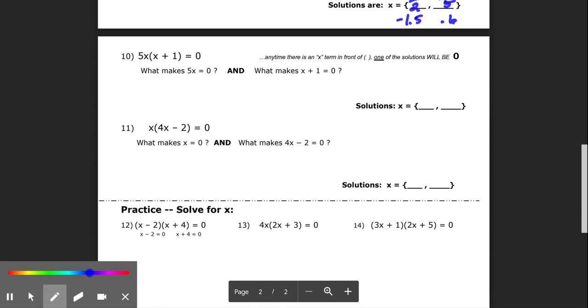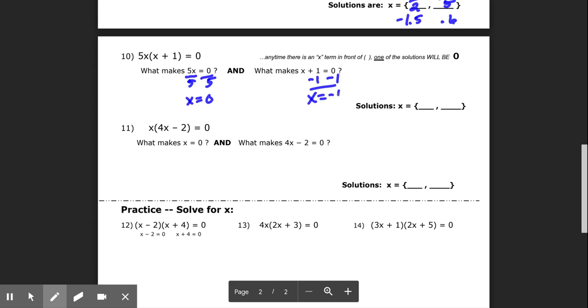All right, let's take a look at problem 10. So we have 5x times the quantity x plus 1 equals 0. All you're going to do is set each factor equal to 0. So 5x equals 0, we divide both sides by 5. And 0 divided by 5 is 0. X plus 1 equals 0, minus 1, minus 1.